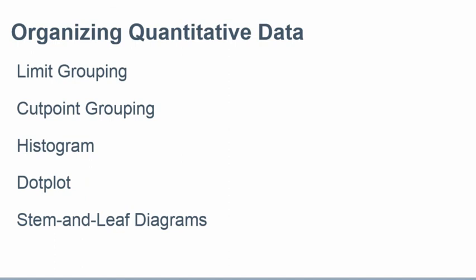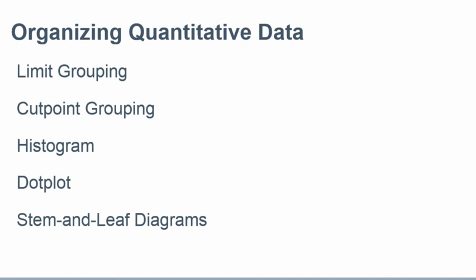To recap the section, organizing quantitative data. Limit grouping. This is a way to group your data when your data is whole numbers. Cut point grouping. This is a way to group your data when you have decimals. Histogram. This is a way to show your grouped data pictorially using bars. I can use either percentages, the relative frequency, or the frequency for my vertical axis.